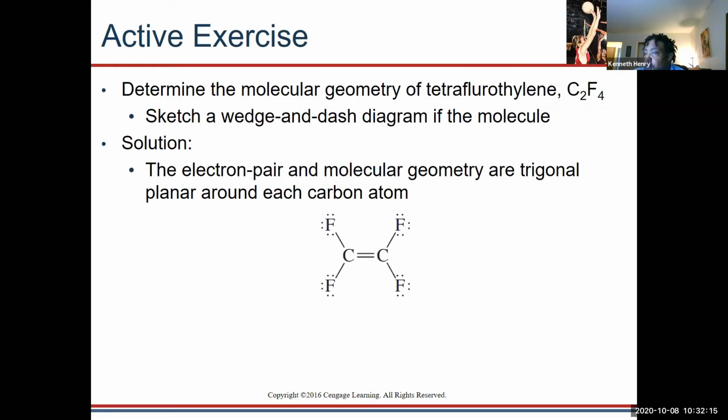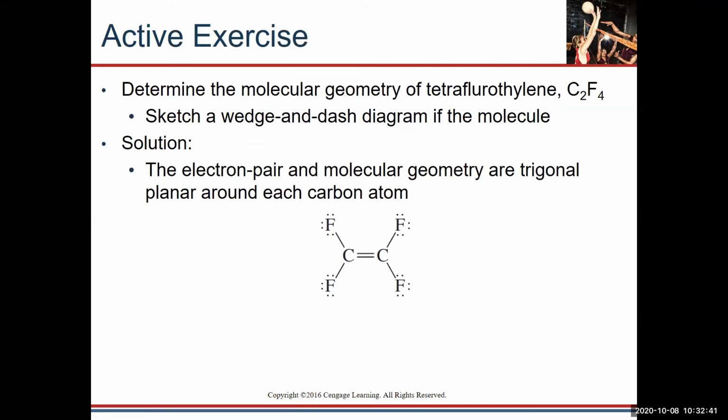What would the electron pair geometry be for the C's? You look at your center atoms. So what do you think it's going to be? Are there any lone pairs? For C, no, but for fluorine, yes.